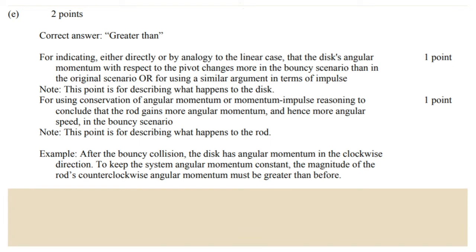Notice it says here, note, this point is for describing what happens to the disk. And then notice here, it says, note, the second point is for what's happening to the rod. You get 1 point for using conservation of angular momentum or momentum impulse reasoning to conclude that the rod gains more angular momentum and hence more angular speed in the bouncy scenario. Their example response says, after the bouncy collision, the disk has angular momentum in the clockwise direction. To keep the system angular momentum constant, the magnitude of the rod's counterclockwise angular momentum must be greater than before.